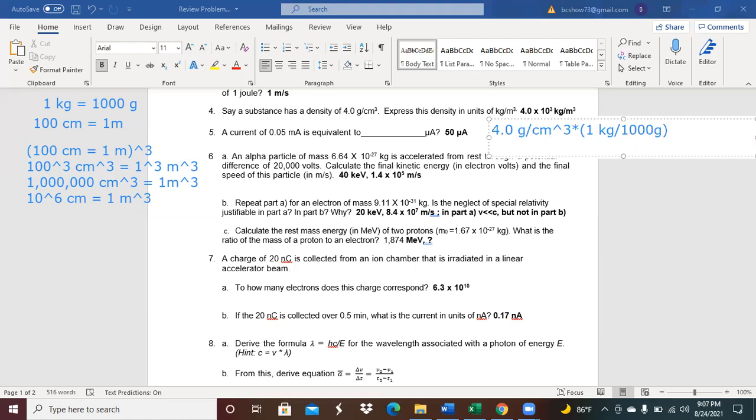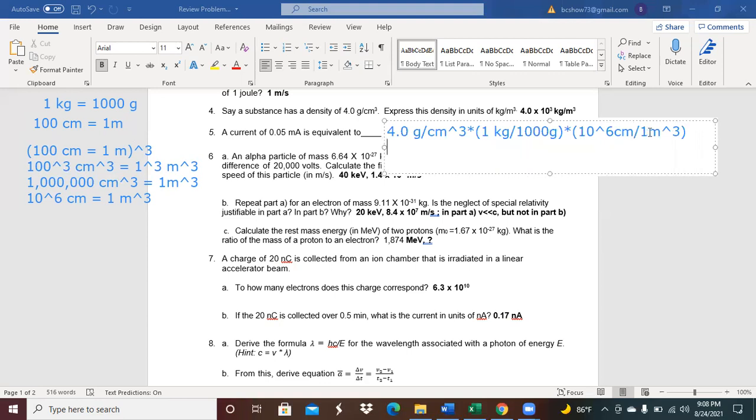So that should cancel that out. The other thing that we're going to need is to change that cubic centimeter there to cubic meters. So to do that, we're going to need to have, sorry for all the extensions and whatnot. It's a pain, I know. That's 1 meter cubed.